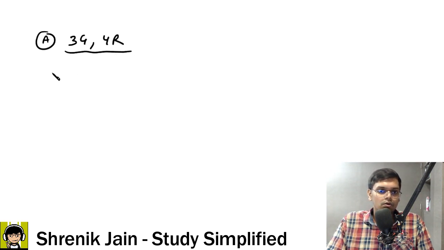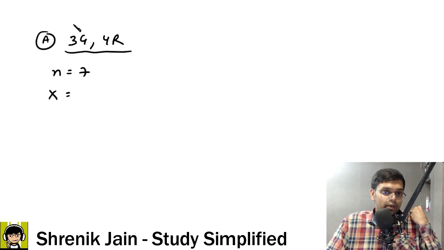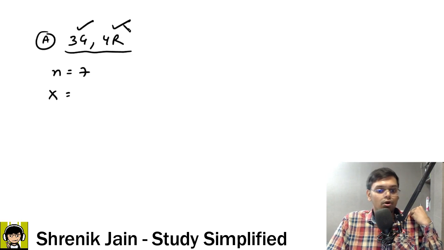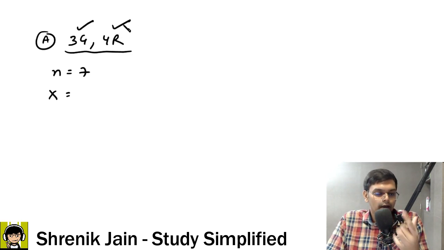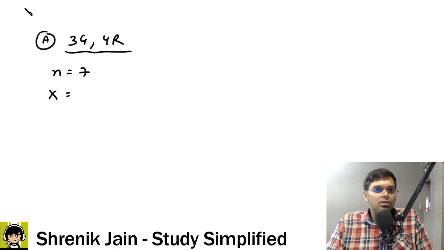Option A. Option A wants to say 3 green and 4 red. Then I was like, okay, number of trials is 7, the die is rolled 7 times. X is what? Now this X, you have to decide whether you want to go for green or red. You have to choose one. And I was like, okay, I will choose red.